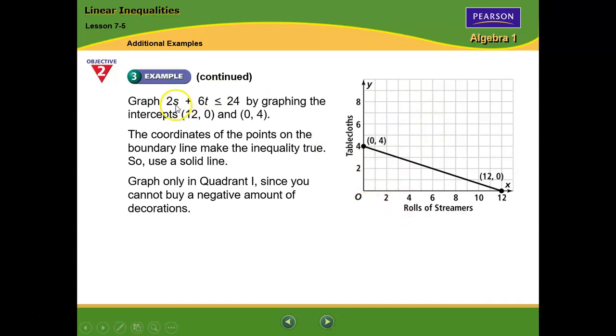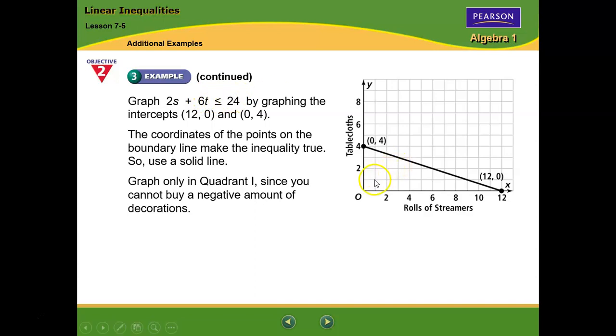So let's put a 0 in here. 2 times 0 is 0. Put a 0 in here. 6 times 0 is 0. 0 plus 0 is 0. So is 0 less than or equal to 24? Is that a true or false statement? Well, that's a true statement. 0 is less than 24.